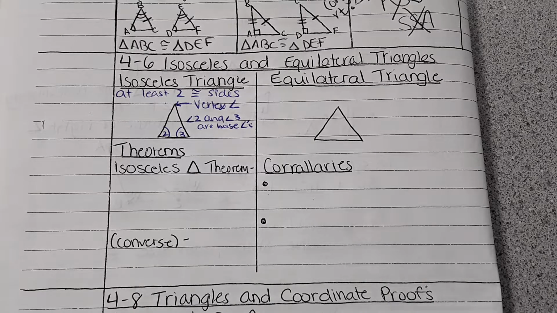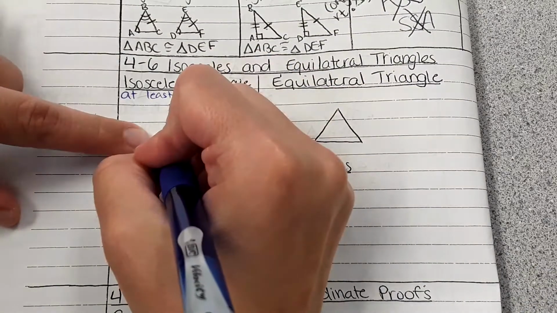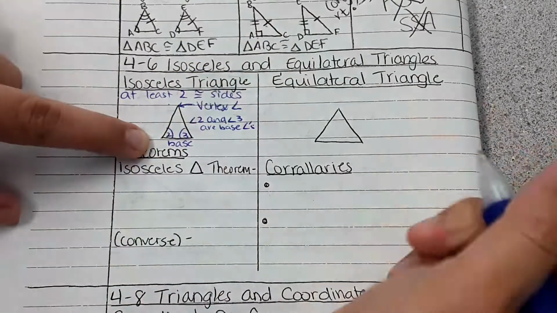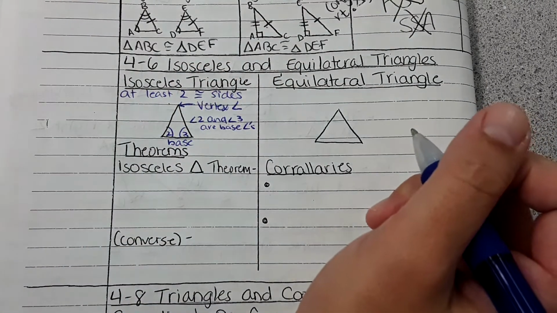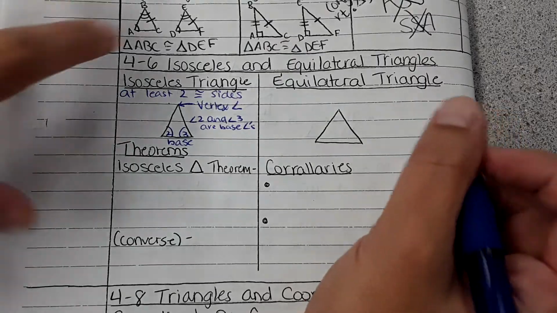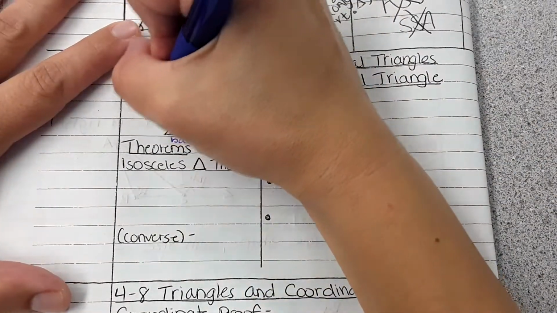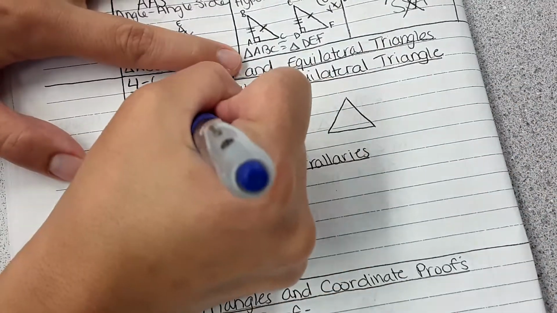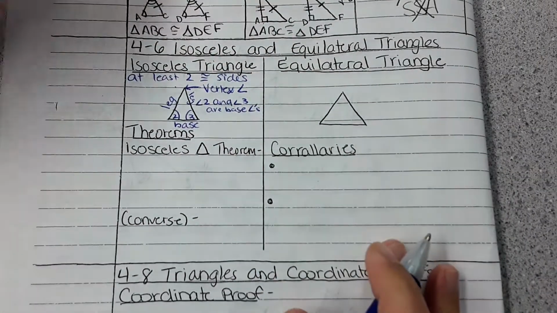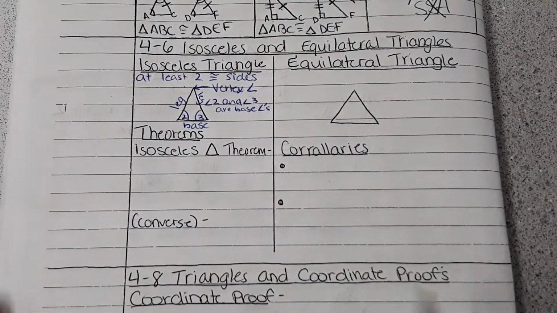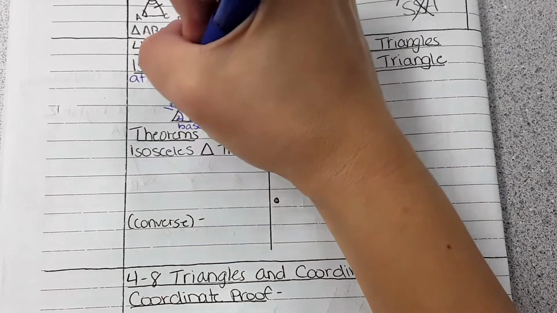Okay, and then when we refer to the sides of an isosceles triangle, the bottom is the base. And then these here are the legs. So leg and leg. On an isosceles triangle, two of the sides are congruent. The sides that are congruent are the legs.